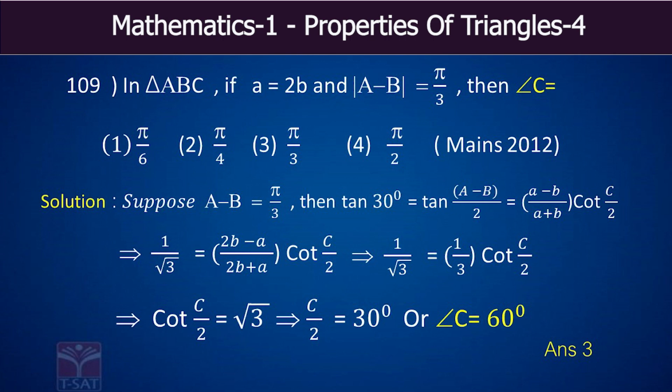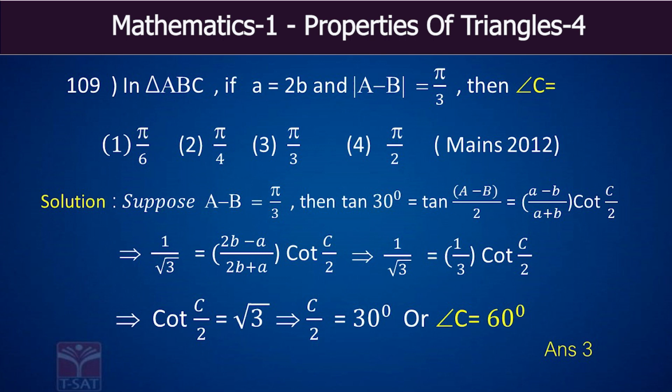109. In triangle ABC, if A is equal to 2B and the difference of the angles A and B is pi by 3, then angle C is equal to: pi by 6, pi by 4, pi by 3, pi by 2. AMSET 2003. A minus B is equal to pi by 3, then tan 30 is equal to tan of (A minus B) by 2. Now use Napier formula: (A minus B) by (A plus B) into cot C by 2. That is (2B minus B) by (2B plus B) into cot C by 2, or 1 by root 3 is equal to 1 by 3 into cot C by 2.